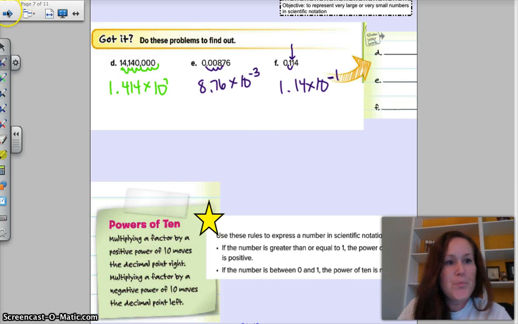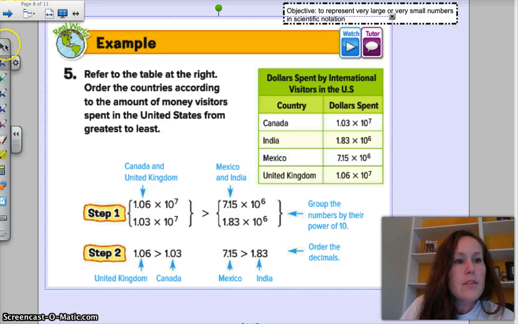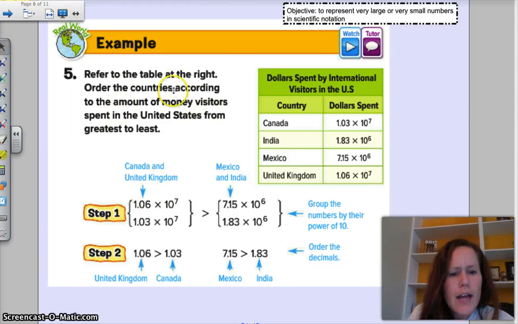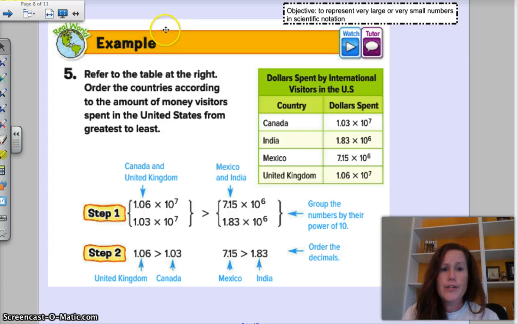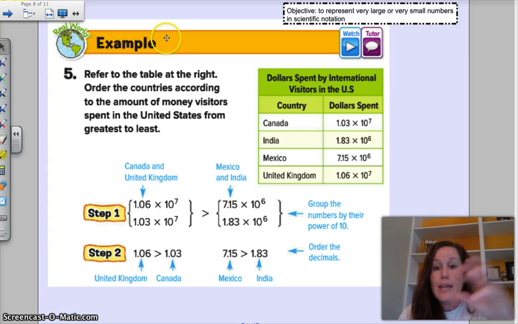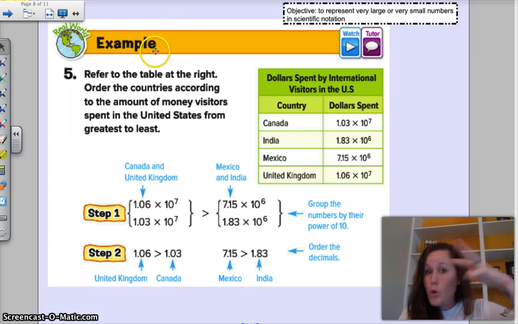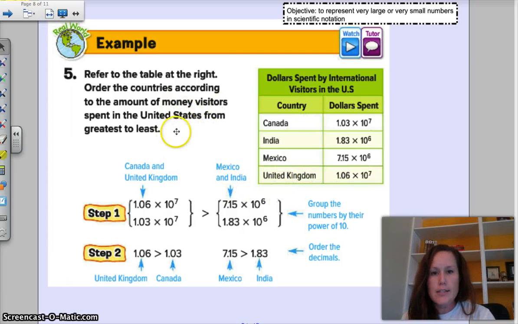We're moving on. All right, this example asks us to refer to this table, and we are going to order the countries according to the amount of money visitors spent in the United States from greatest to least. So we're looking at whether people from Canada maybe spent more money than people from the United Kingdom. Okay, so we're ordering visitors from these countries coming to the United States, by how much money they spent, from the most money to the least money.